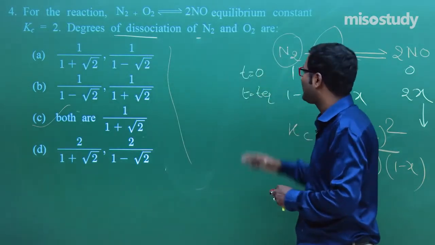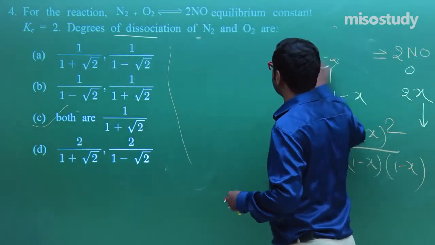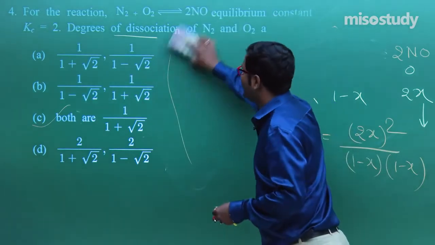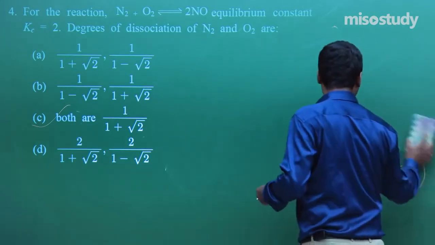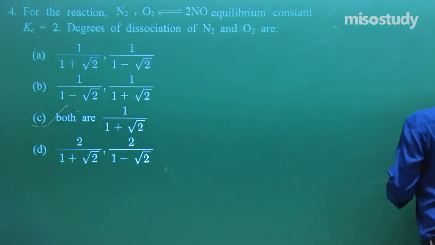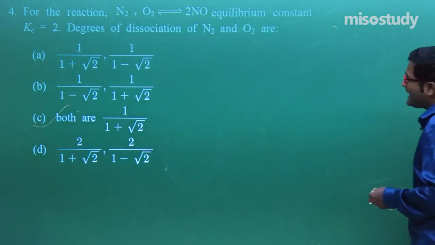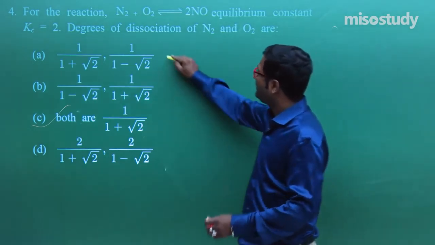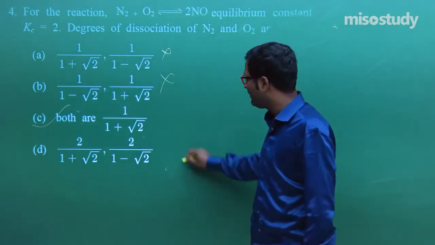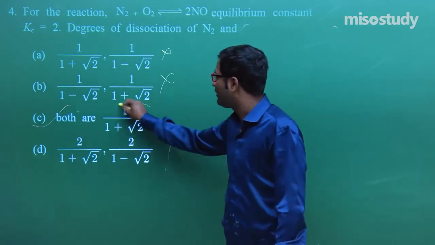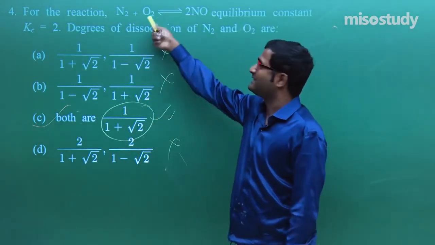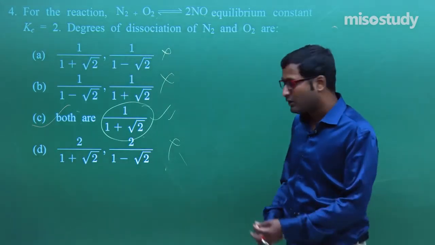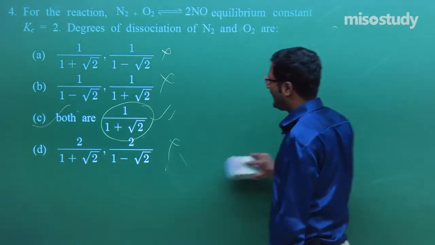These questions are slightly tricky, but you do not need to solve them fully. Look at N2 plus O2, if they are in equal amounts, then definitely they will have the same value of degree of dissociation. Am I right? And in this question, option A is not equal value, B not equal value, D not, C both are 1 by 1 plus root 2, so the same value of degree of dissociation. Look at complete balancing. Is it clear? So for such questions you do not need to use pen and paper.